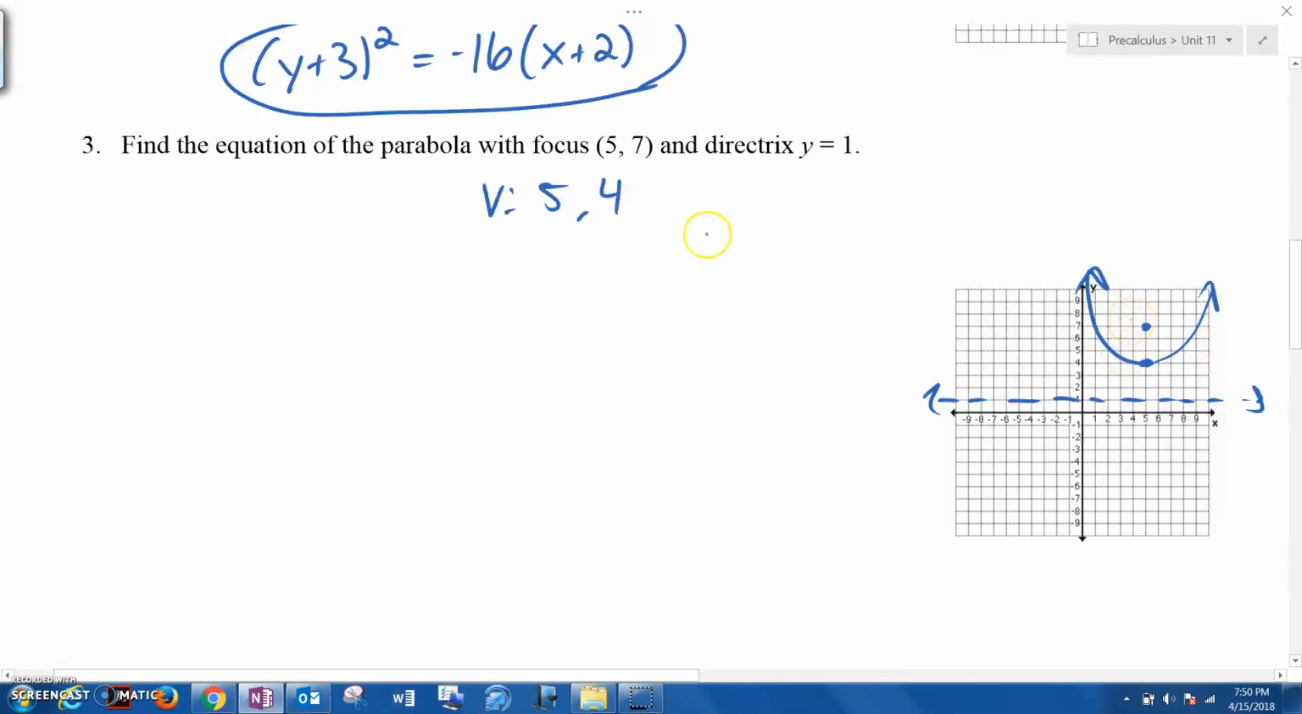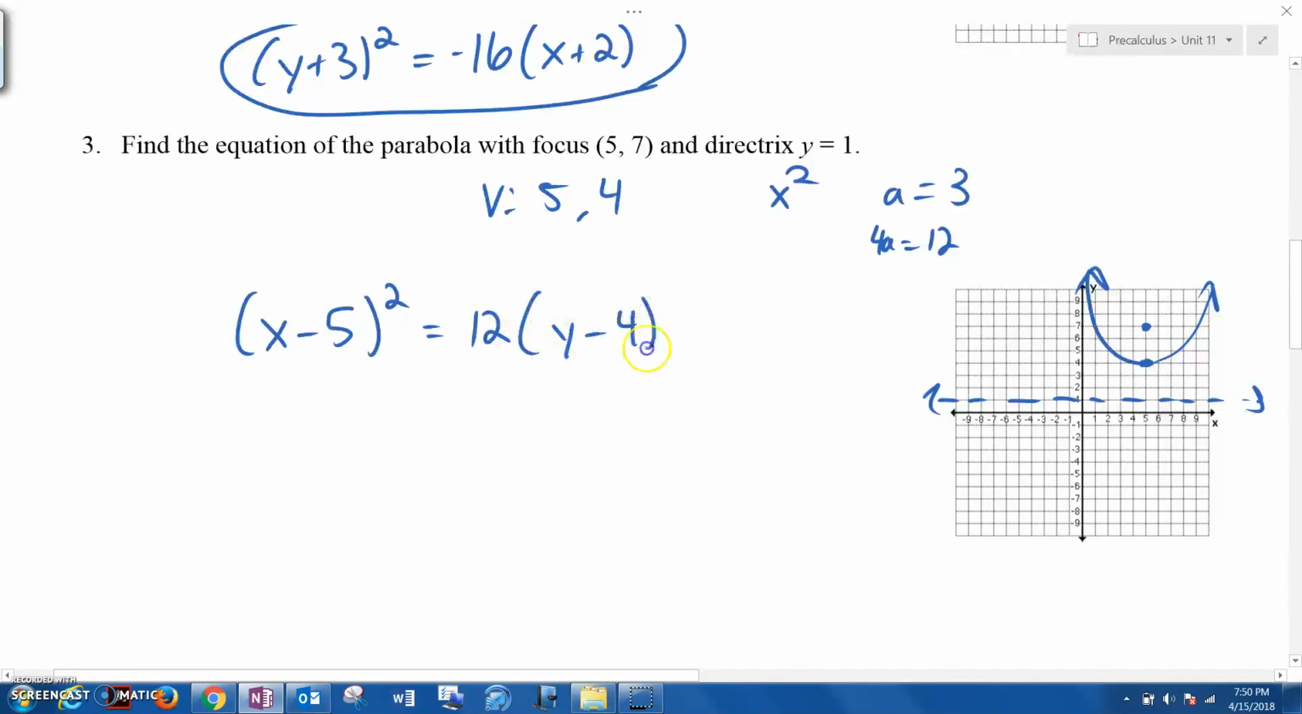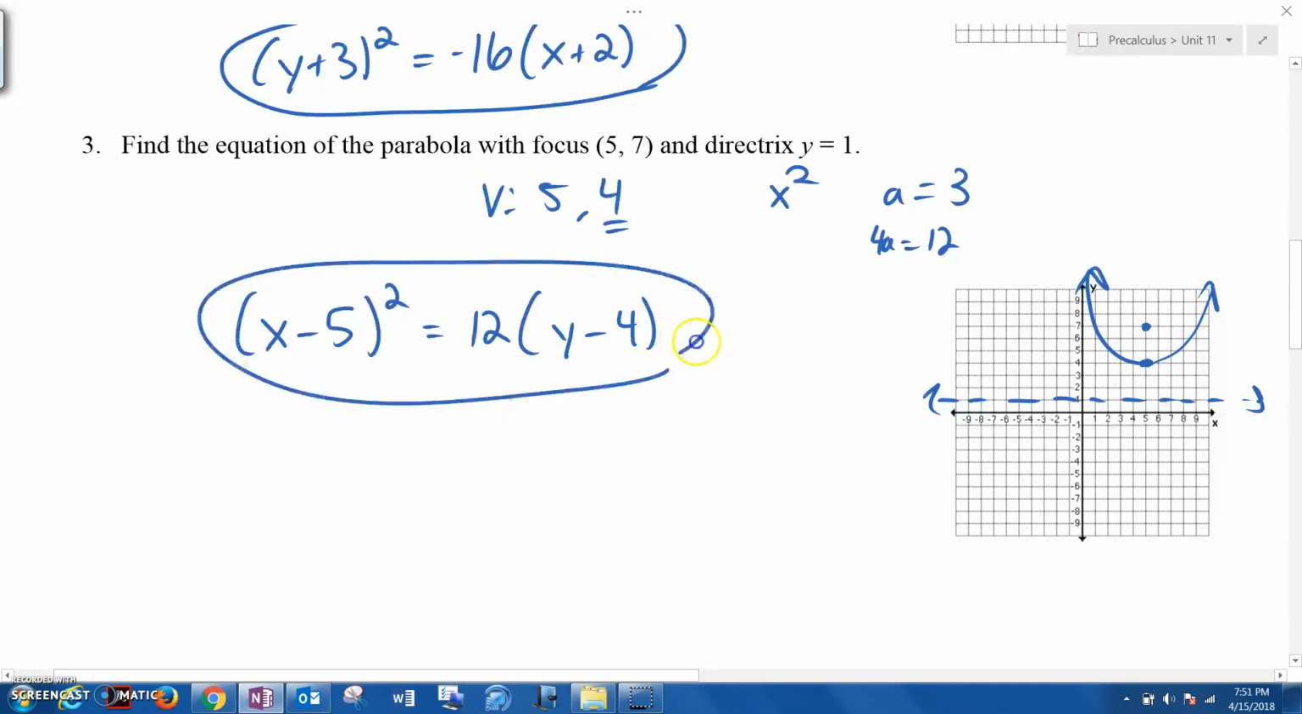It's opening up. So it's going to be an x squared. And the a value is, if you count, it's equal to 3. So now I can write my parabola equation. X minus 5 quantity squared equals 4a. Remember 4a. So 4a is equal to 12 then. So 12 times y minus 4, because again the 4 is the y coordinate of the vertex, and that's it.